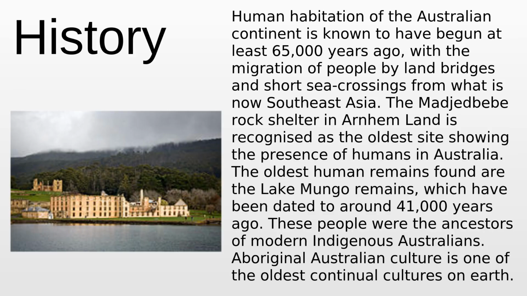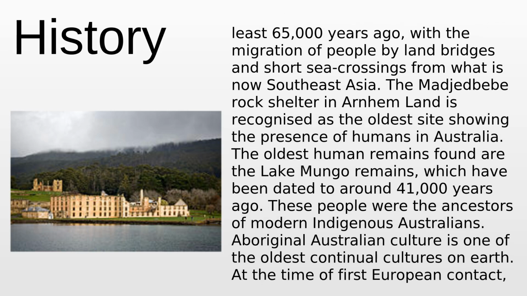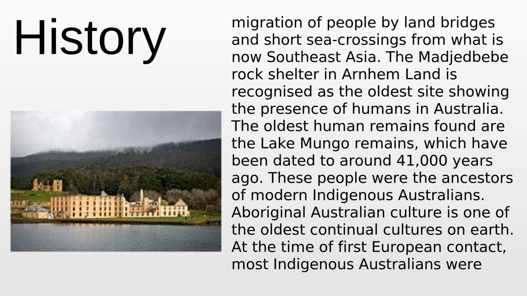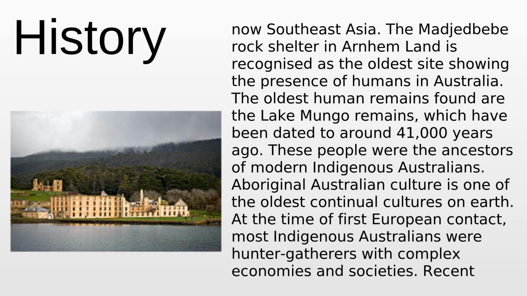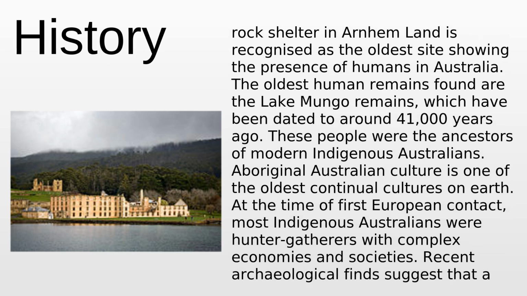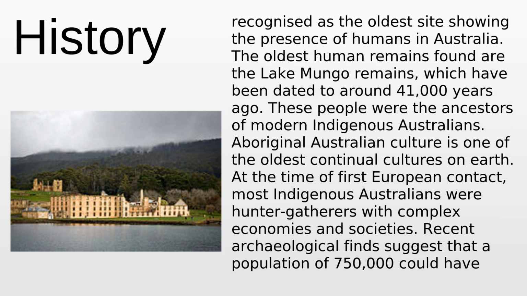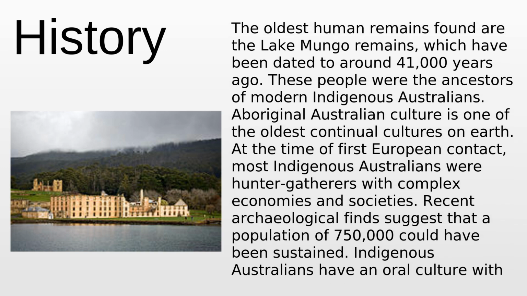Human habitation of the Australian continent is known to have begun at least 65,000 years ago, with the migration of people by land bridges and short sea crossings from what is now Southeast Asia. The Madjedbebe rock shelter in Arnhem Land is recognized as the oldest site showing the presence of humans in Australia. The oldest human remains found are the Lake Mungo remains, which have been dated to around 41,000 years ago.